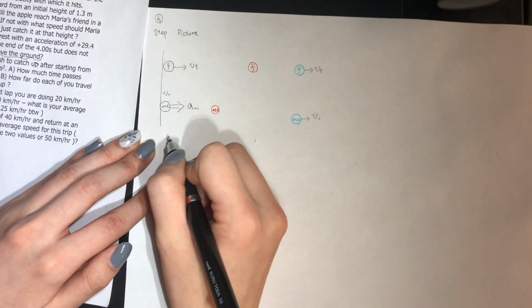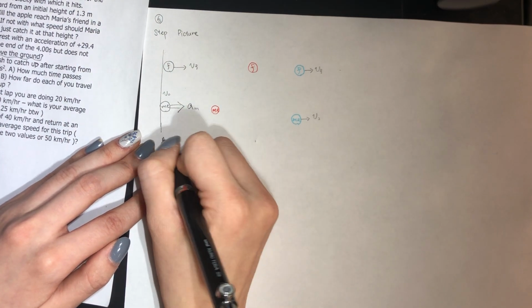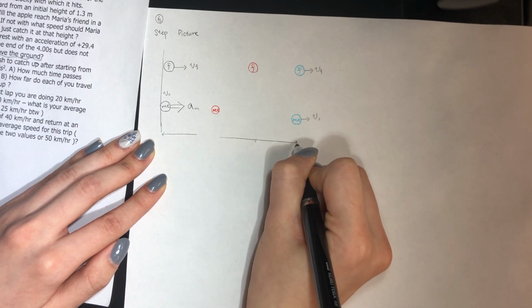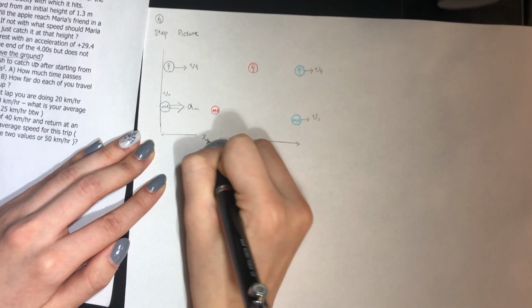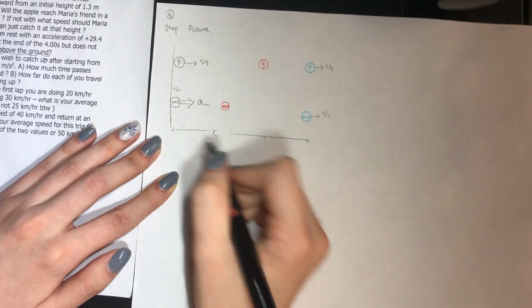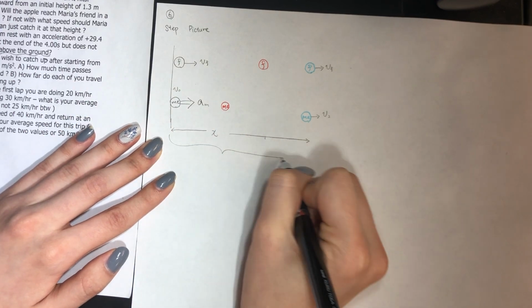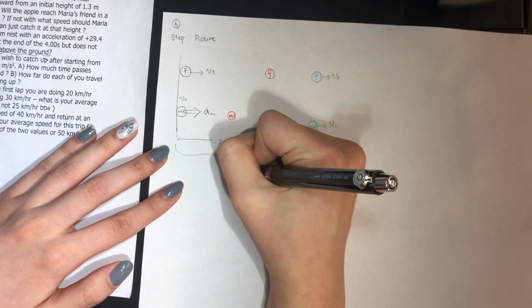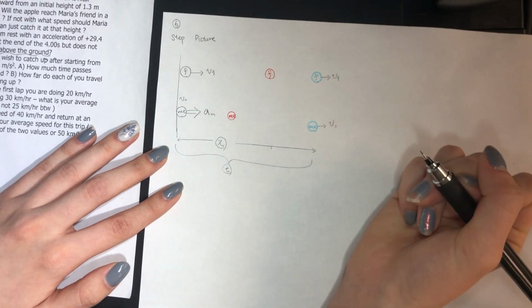And the other things we need to be considerate about. We travel a distance of x. The problem is asking for x. We also have time passed. We don't know how much time passed. I'll circle these.